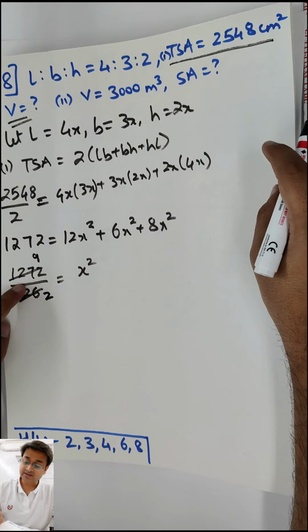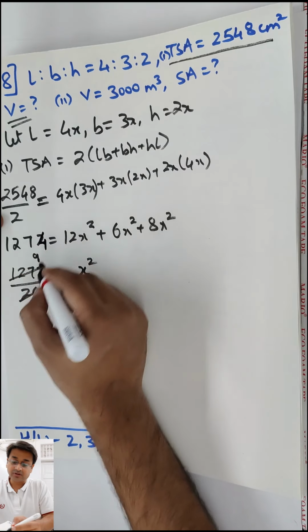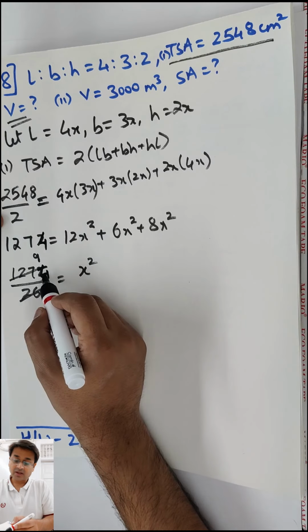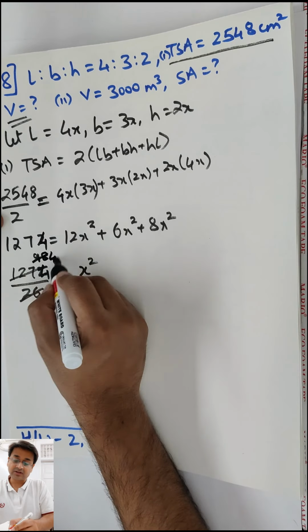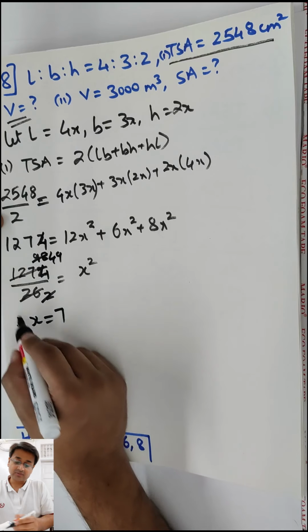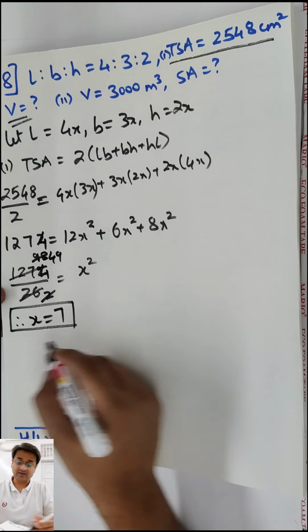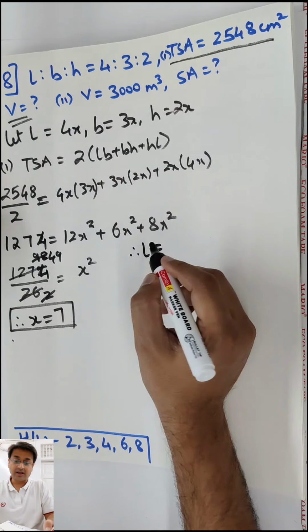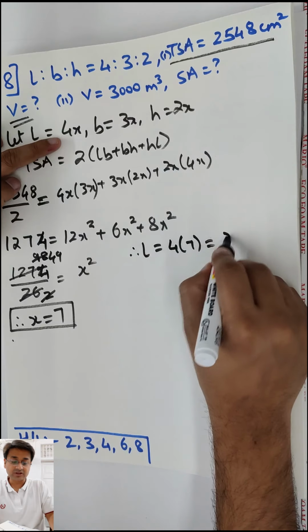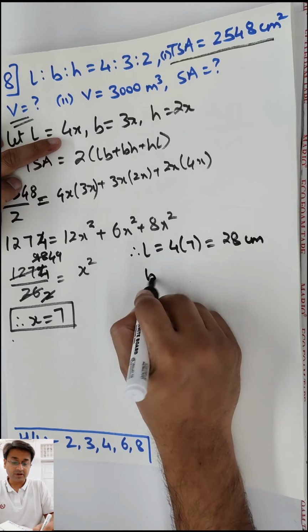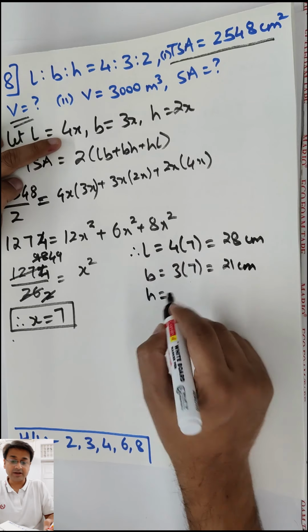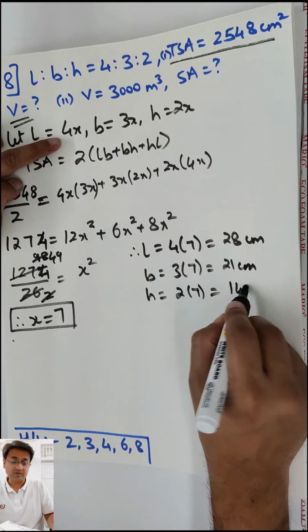Wait, 117 9 times, so 104 this should have been. Oh yeah, this is 4 here because divided by 8. So then this will be 9 times and then 104, so 8 times. So x will be 7. Once you got x as 7, you can directly say therefore, let's write here, therefore length 4x, so 4 into 7 28, breadth 3 into 7 21, and height 2x, so 2 into 7 14.